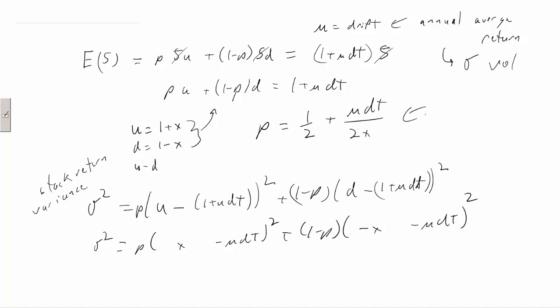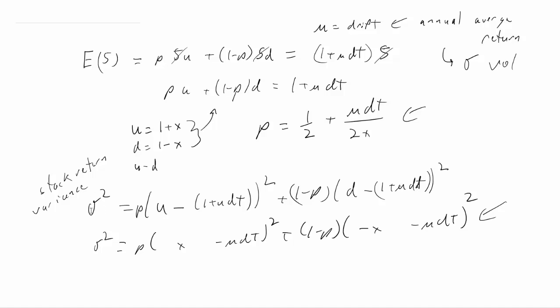Now there's one equation with p and x in it. There's another equation with p and x in it. Two equations, two unknowns. So all I have to do then is solve them. But before we do that, the first equation I got by setting the expected value of the stock in the next time step equal to the average return. Then I set the variance of our model equal to the actual variance.